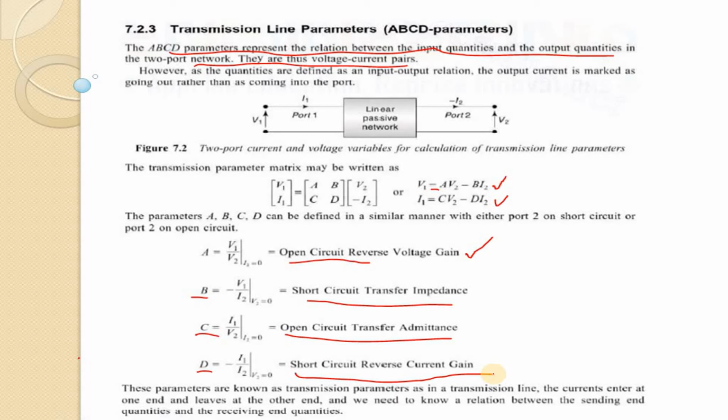These parameters are basically known as transmission parameters, as in a transmission line, the current enters at one end and leaves at the other end. And we need to know a relation between the sending end quantities and the receiving end quantities. So, these are transmission line parameters or ABCD parameters.